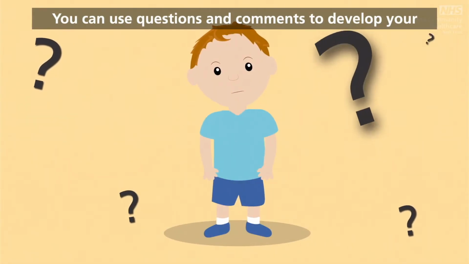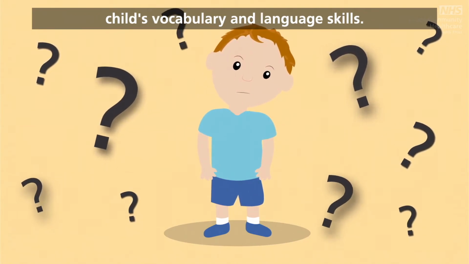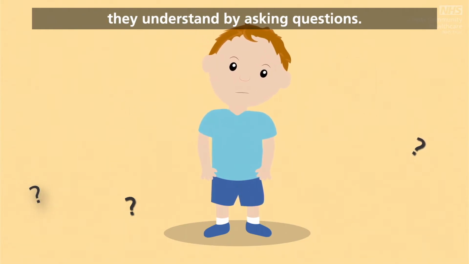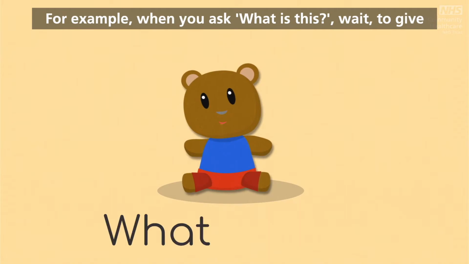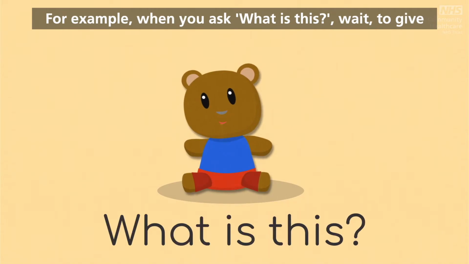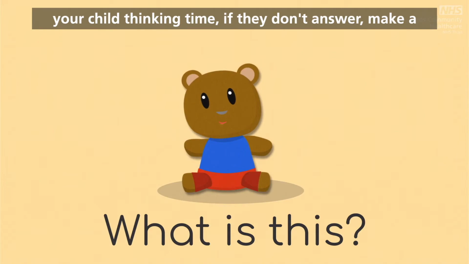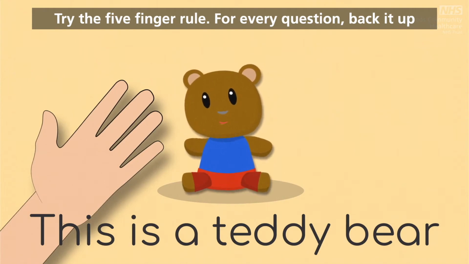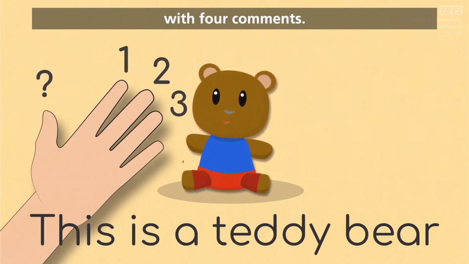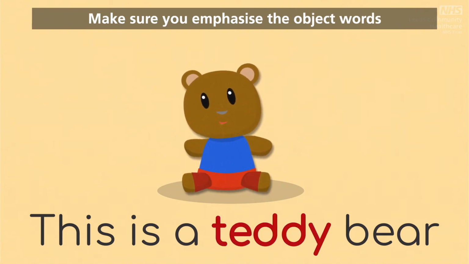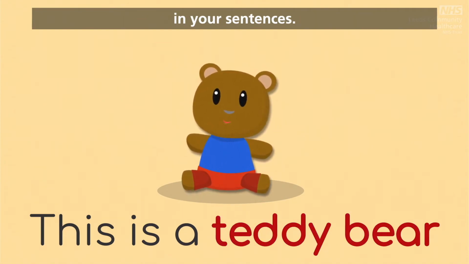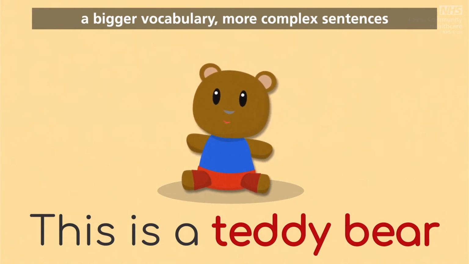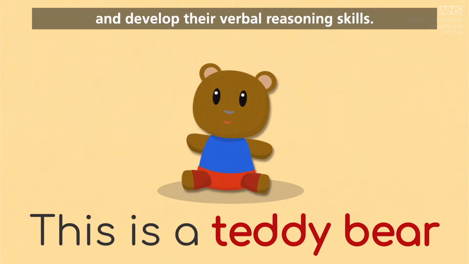You can use questions and comments to develop your child's vocabulary and language skills. Model words to your child by commenting and check they understand by asking questions. For example, when you ask, "What is this?" wait to give your child thinking time. If they don't answer, make a comment such as, "This is a teddy bear." Try the 5-finger rule. For every question, back it up with 4 comments. Make sure you emphasise the object words in your sentences. Using questions and comments helps a child to develop a bigger vocabulary, more complex sentences, and develop their verbal reasoning skills.